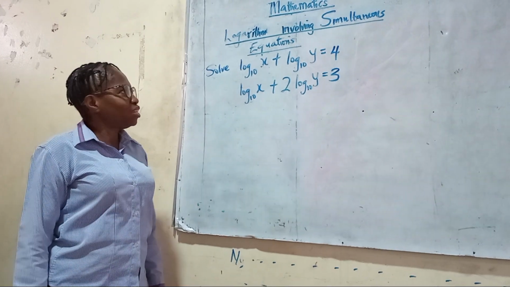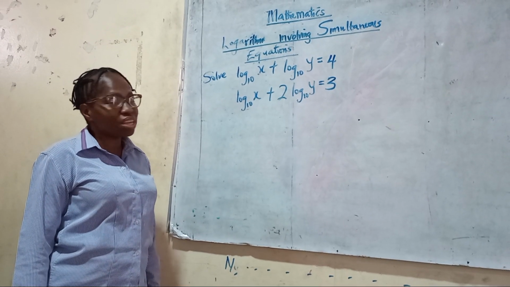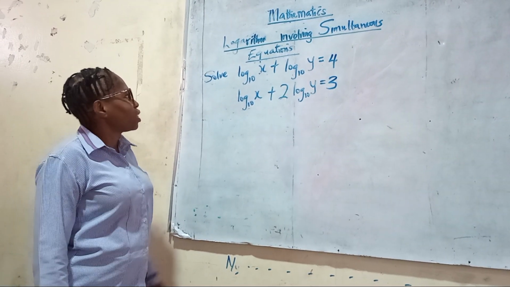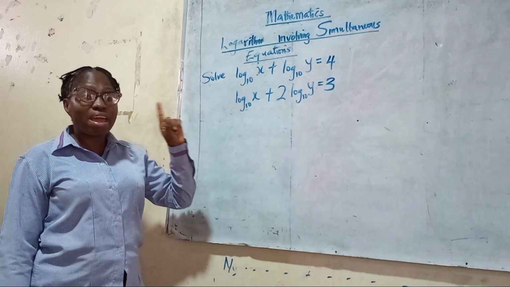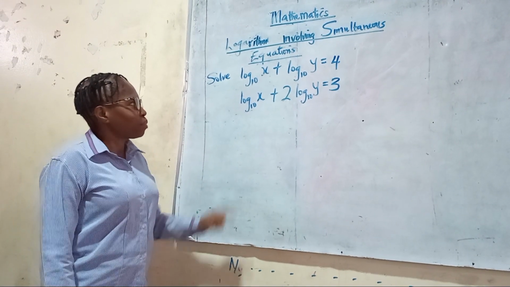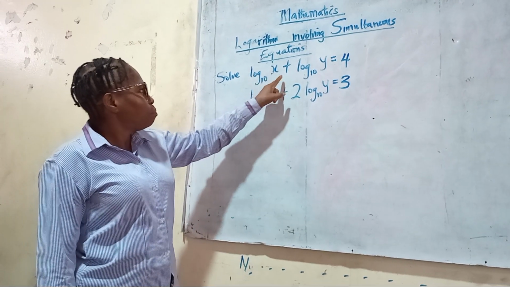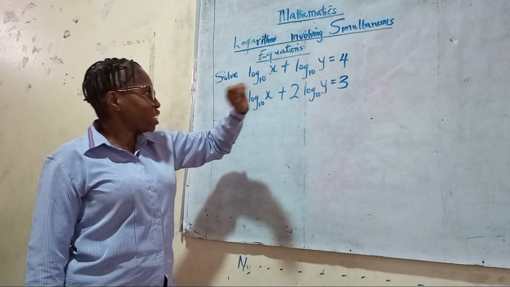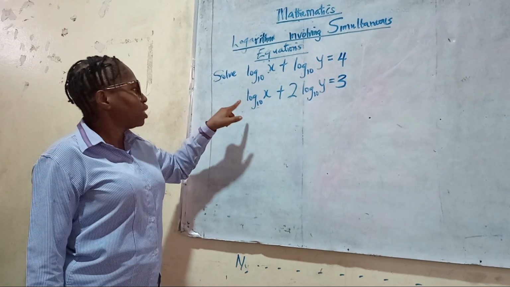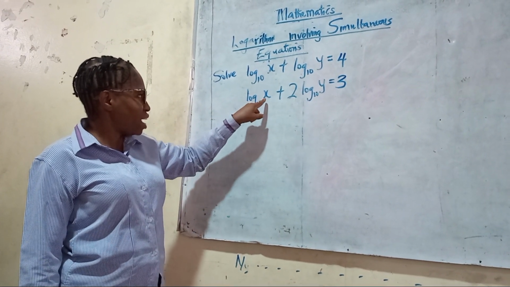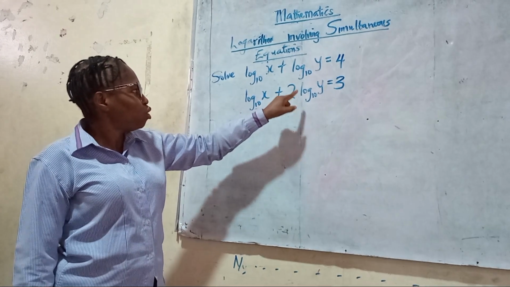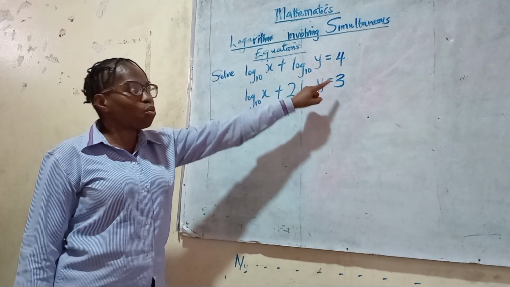Today, we want to look at logarithm involving simultaneous equations. Here, we are to solve for x and y: log x plus log y equals 4, and log x plus 2 log y equals 3.